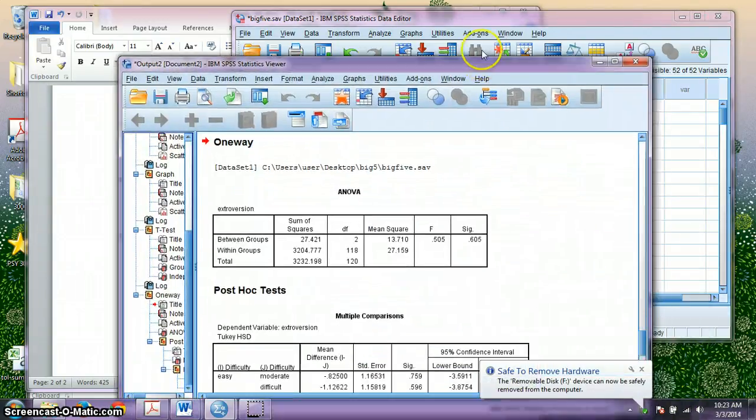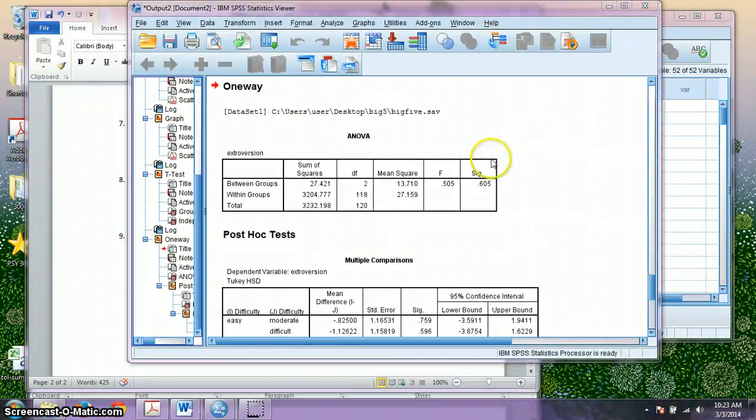So I hit OK, and the results come here. This is the basic ANOVA table, and this uses an F-test. And in an F-test, the larger the value of F, the bigger difference there is that you can explain. An F of 0.5 is relatively small and will probably never be significant. It has to be 2 or 3 or 50 in order to be significant, depending on the number of degrees of freedom in your between groups and within groups. So this F-test shows that the difficulty of the test didn't impact their personality at all.